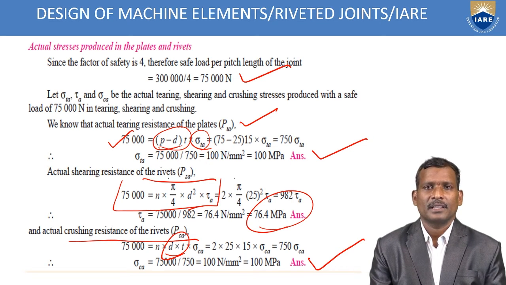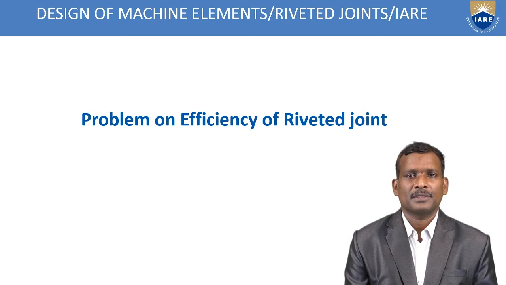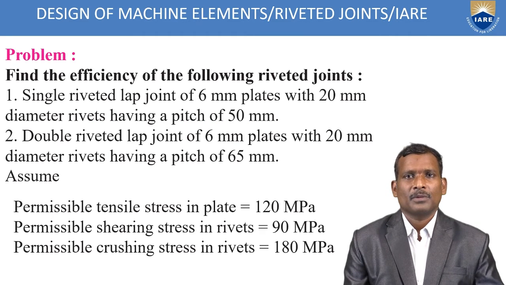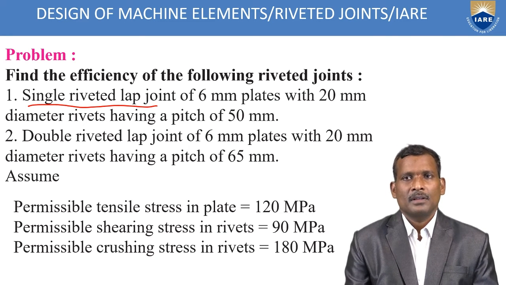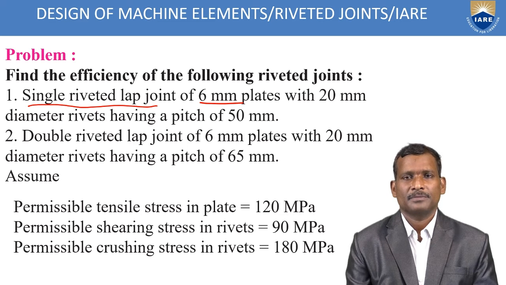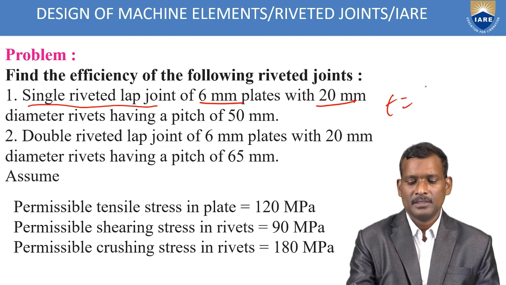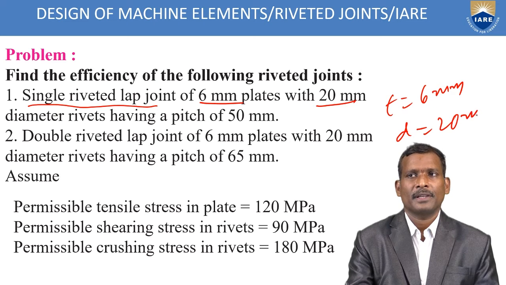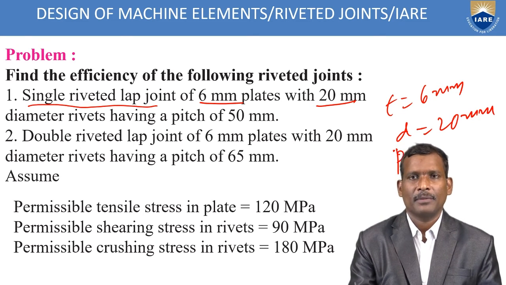So like this, we calculate the strength of riveted joints. If you know the strength of riveted joints, you can calculate the efficiency of a riveted joint. This is the problem given: find the efficiency of the following riveted joints. The first given joint is a single riveted lap joint of 6 mm plate. The thickness of the plate is 6 mm, the rivet diameter is 20 mm, and the rivets have a pitch of 50 mm.